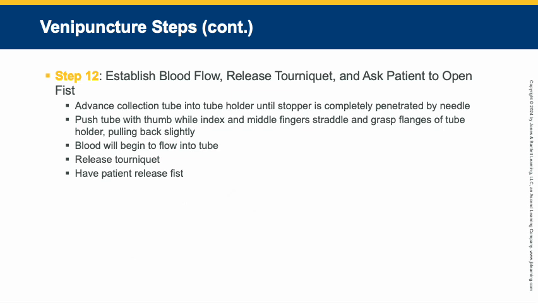Establish blood flow. Release the tourniquet. Ask the patient to open their fist. So you're going to advance your collection tube, that first one, into the tube holder until the stopper is completely penetrated by the needle. Push the tube with your thumb while your index and middle fingers straddle and grasp the phalanges of the tube holder, pulling back slightly. Blood will begin to flow into the tube, if you're in the vein, that is. Release the tourniquet, have the patient release their fist.